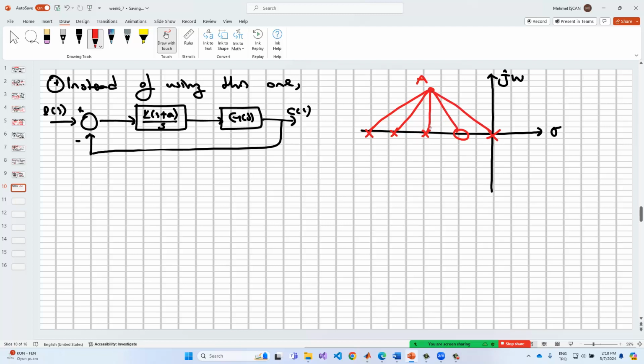And so this is the theta 1, this is the theta 2, this is the theta 3, and this is the theta 0, closed loop. And this is the theta pole compensator. This is the 0 compensator, this is the pole compensator.